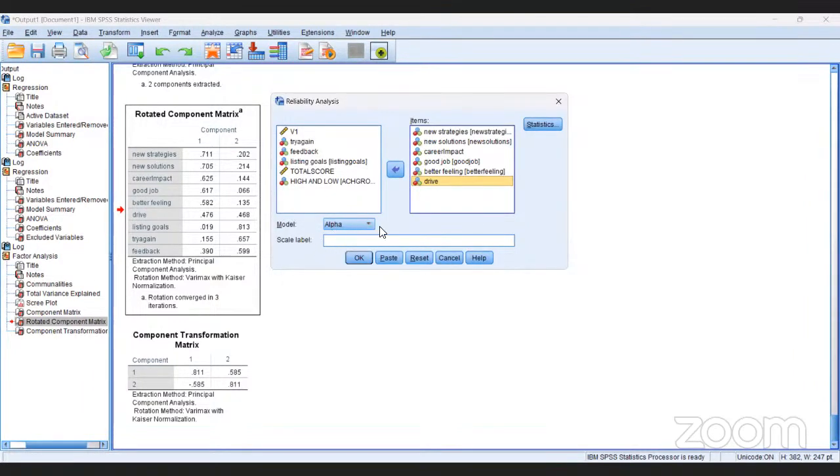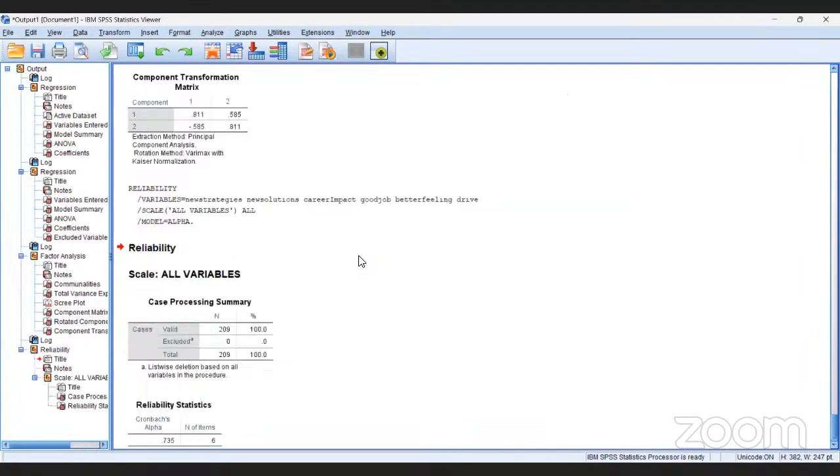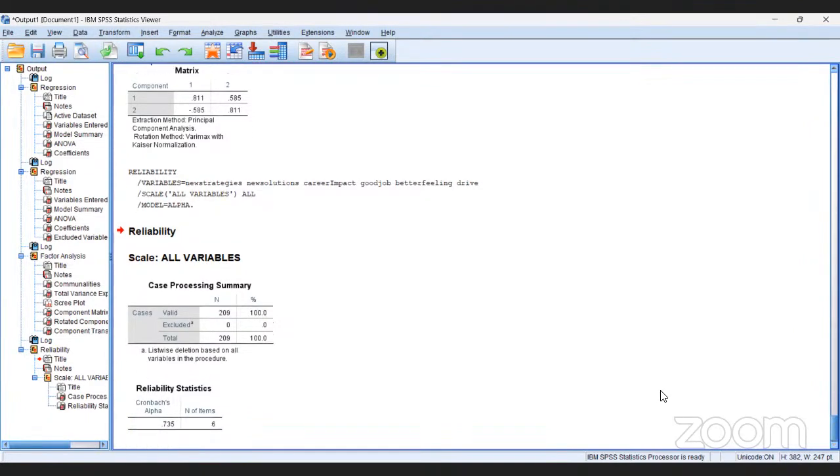Yes, sir. Now here the model is alpha. That is the Cronbach's alpha. I am clicking OK. So I find the Cronbach's alpha is 0.735. Okay. This is clear? Why we choose alpha? Yeah, this is the reliability statistics and Cronbach's alpha, 0.73. So could you please explain why we chose the model?